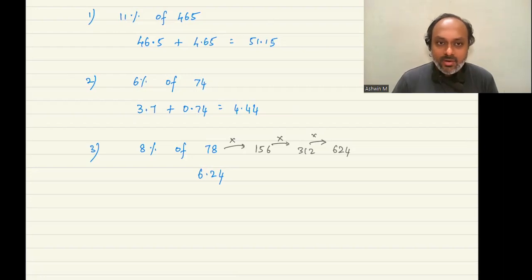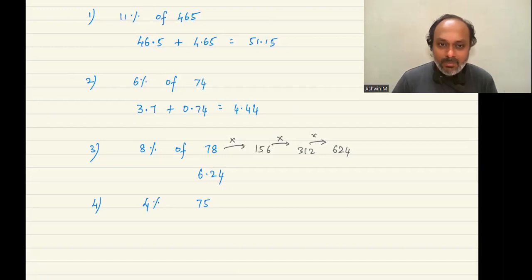Double it twice and then divide it by 100. So if you want 4%, you can do that. Sometimes, if the number is divisible by 25, suppose you want to get 4% of, let me say, 75. So 4% of 75 is nothing but 1 by 4 by 100, which is like 1 by 25.